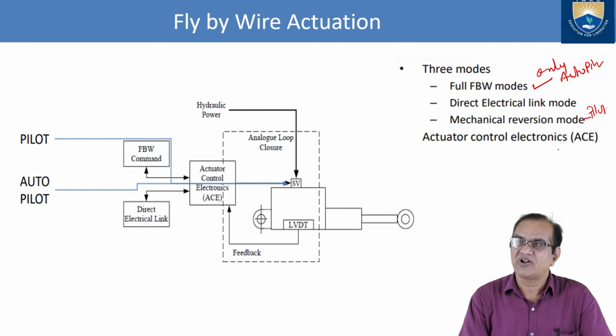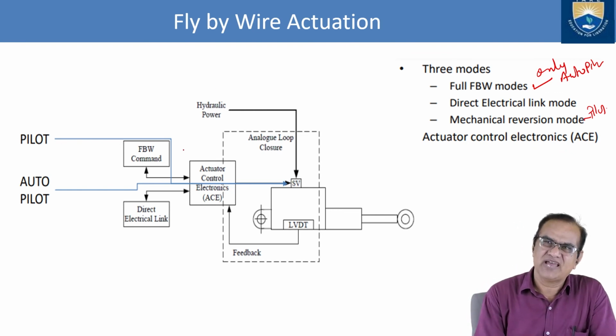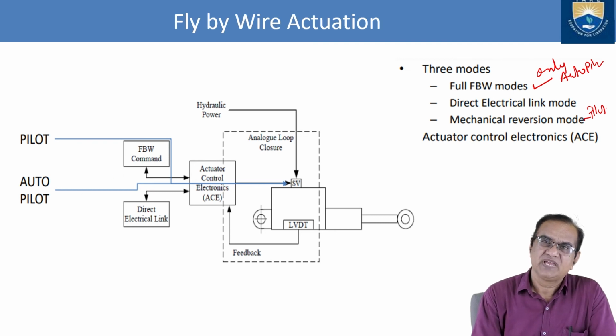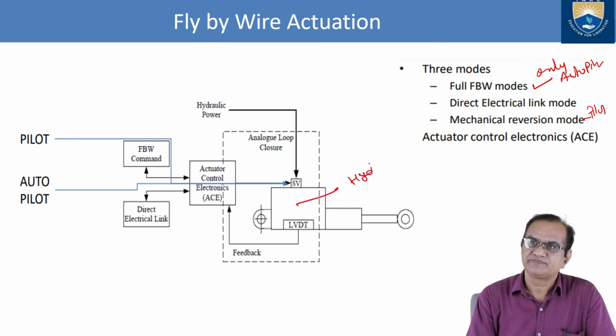Actuator control electronics are used for this purpose. Here you can see the hydraulic power. Here is the pilot, who gives commands to the FBW. The autopilot is here, and the direct electrical link is there. These go to the actuator control electronics, ACE. From here the hydraulic power will come to this actuator, called the hydraulic jack.